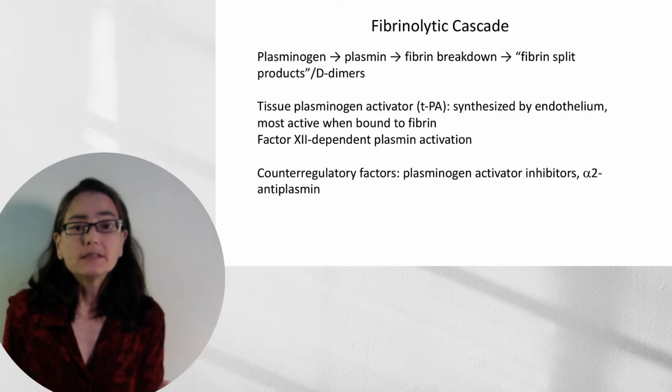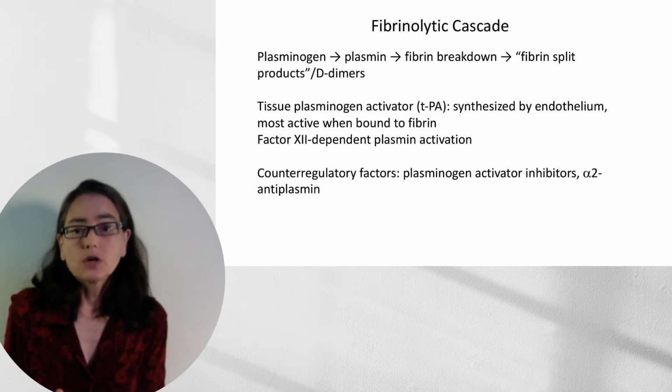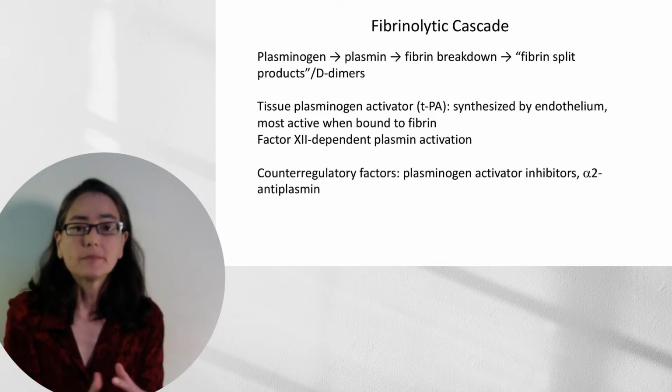And the way we do this is that plasminogen, which is inactive, is converted to plasmin, which is active. And plasmin will cleave fibrin, yielding what's called fibrin split products, or D-dimers. And this will play a role in your evaluation of patients who have disseminated intravascular coagulation. So you'll hear this term, fibrin split products, D-dimers.